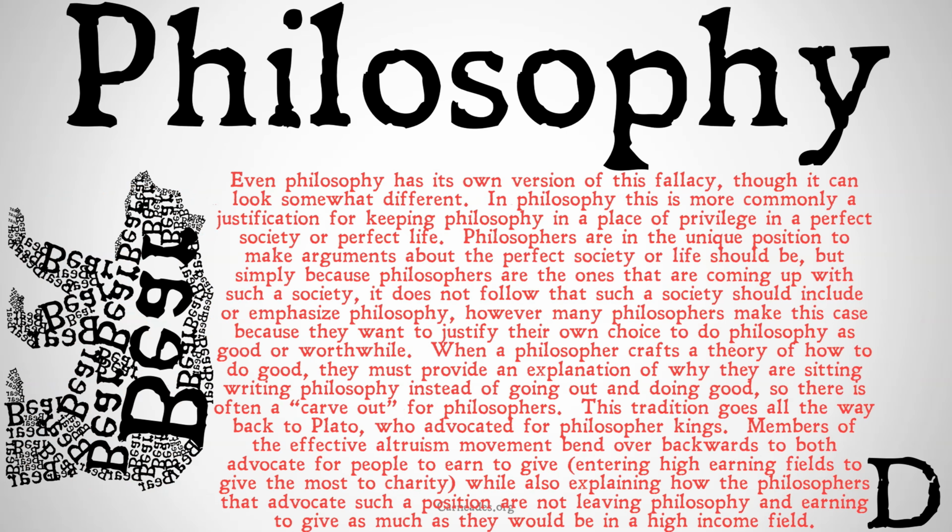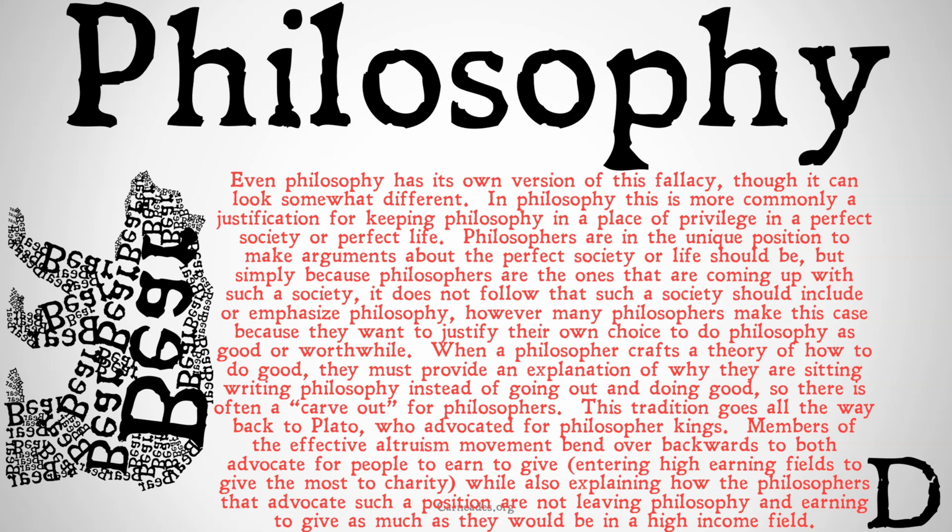Even philosophy has its own version of this fallacy, though it can look somewhat different. In philosophy, this is more commonly a justification for keeping philosophy in a place of privilege in a perfect society or a perfect life. It's not to say that philosophy doesn't deserve that place of privilege, but depending on the theory, this can often seem shoehorned in a way that seems to just be there to justify the fact that the philosopher wanted to keep doing philosophy, and if they constructed a view of the perfect life that didn't include a spot for them to keep doing philosophy, they might have to quit philosophy.